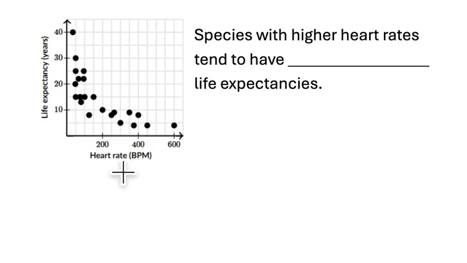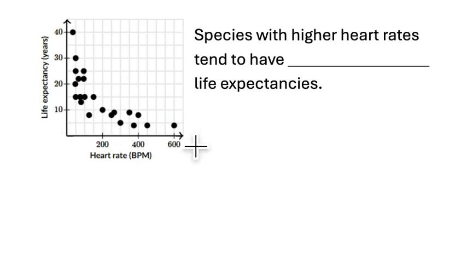This scatter plot shows the relationship between average heart rate in beats per minute of several mammal species and their life expectancy in years. Each dot represents the heart rate and life expectancy of one species. For instance, this dot might represent mice, who on average have a heart rate of 600 beats per minute and life expectancies a little under 5 years.